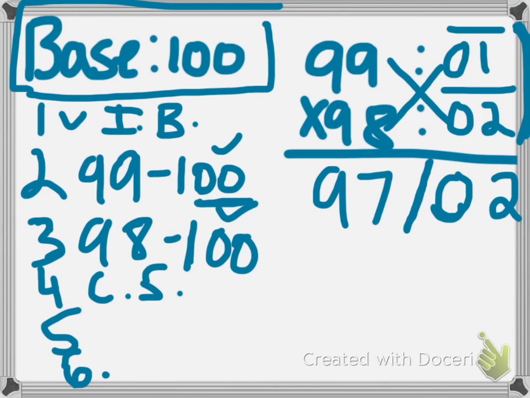Because negative times negative is equal to positive. And 1 times 2 equals 2. And we just bring down the 0. Just bring one of them down.